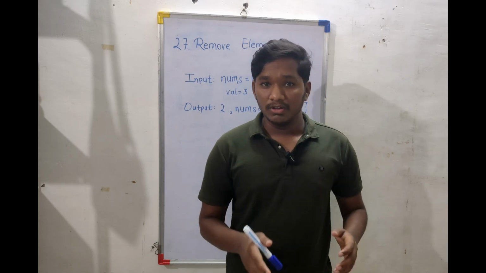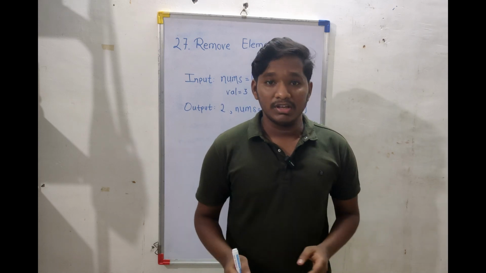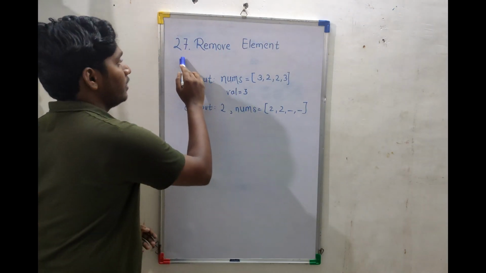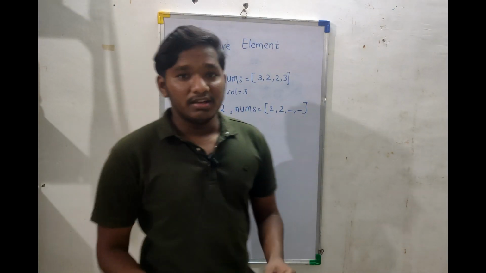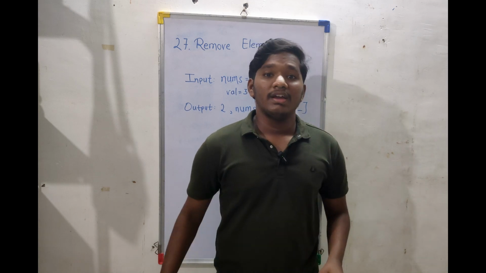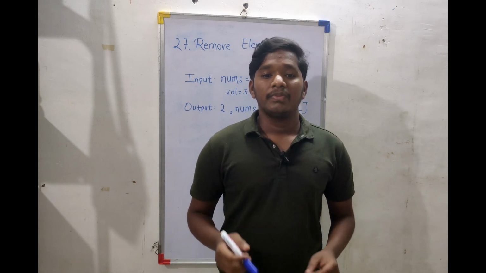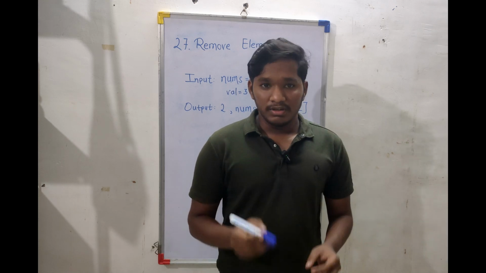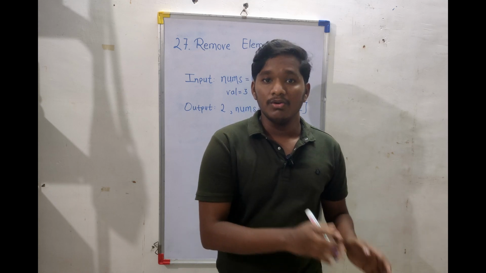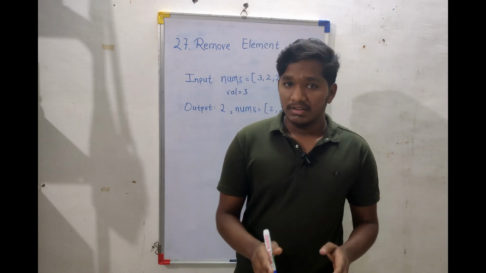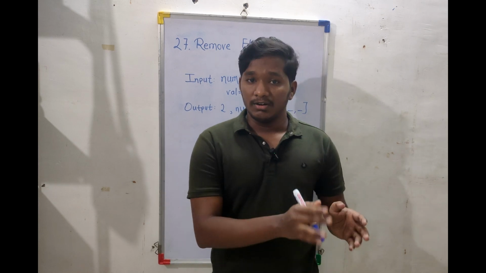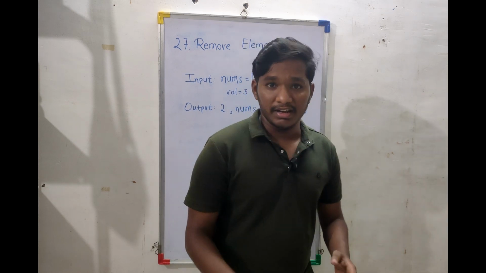So hi, welcome to the new video, and today we are going to see our next LeetCode question, that is question number 27, Remove Element. Basically, in this question we are given an input array named nums and an integer value named val, and we have to remove all the elements in that array which are equal to val, and after that return the number of elements which are not equal to that value. So let's see an example.